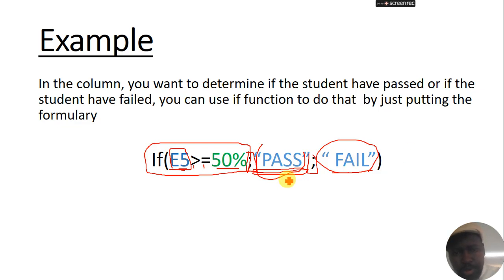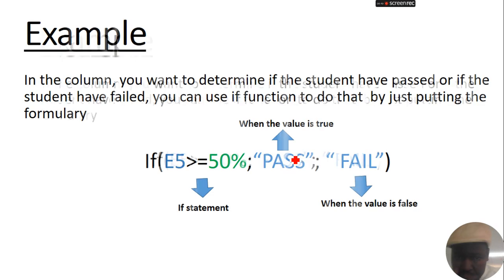Okay. So if the value is not true, the fail should appear. If the value is true, the pass must appear. For the example, the column where you want to determine whether the student has passed or failed, you can use the function to do that by just putting the formula. By just putting the formula, you can tell that the value is true.